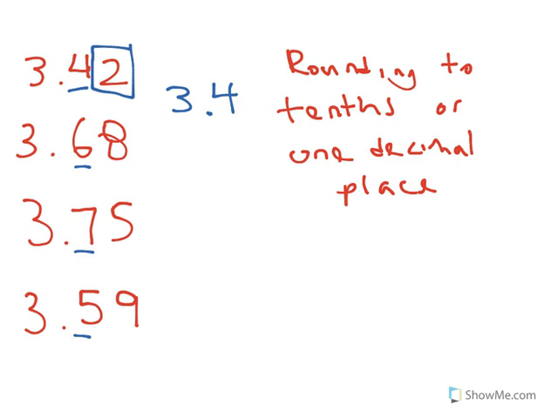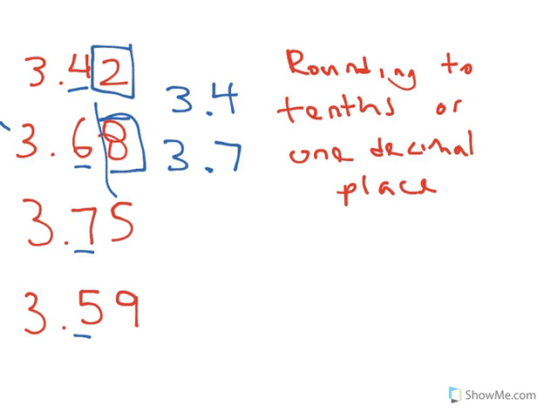For this next one here, I'm going to do the same thing. It's 3 point something. Now I just have to decide, does that 6 change to a 7 or stay as a 6? So I'm going to look at this number here. Is 8 closer to 10 or closer to 0? It's closer to 10, so that means I'm going to round up to 3.7.